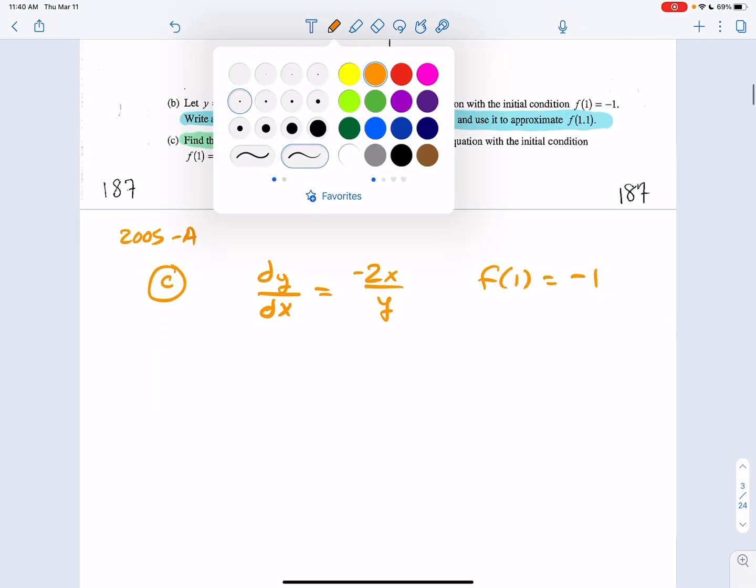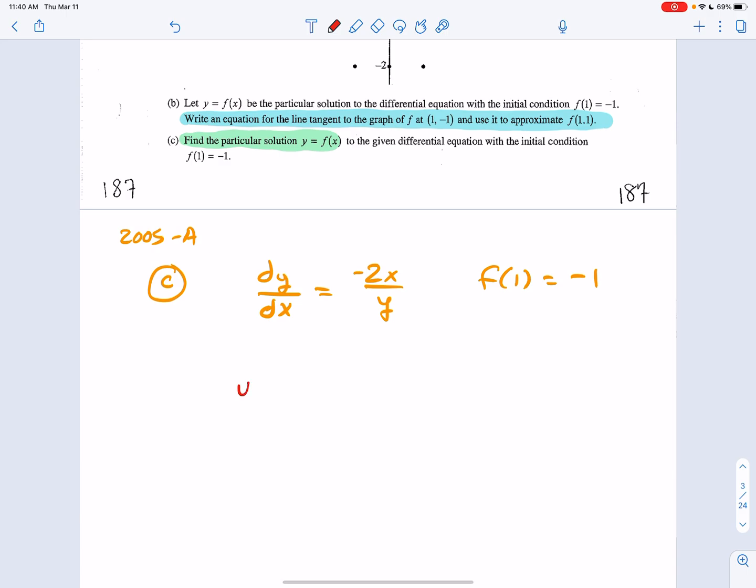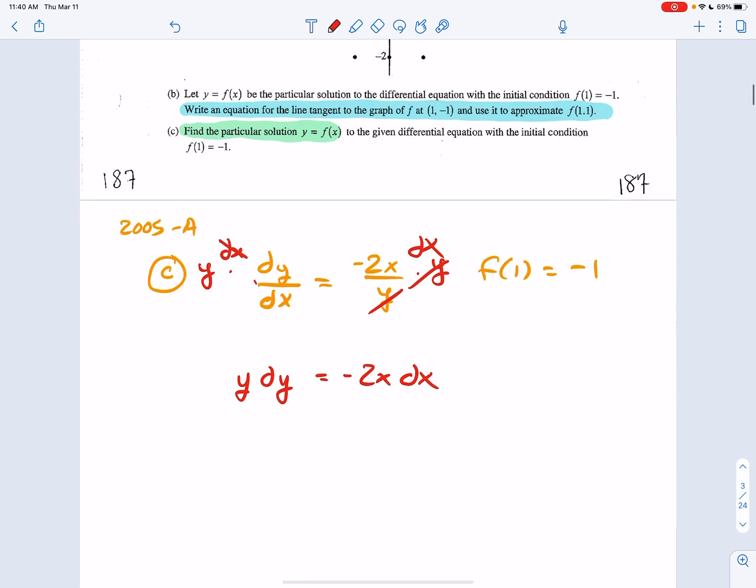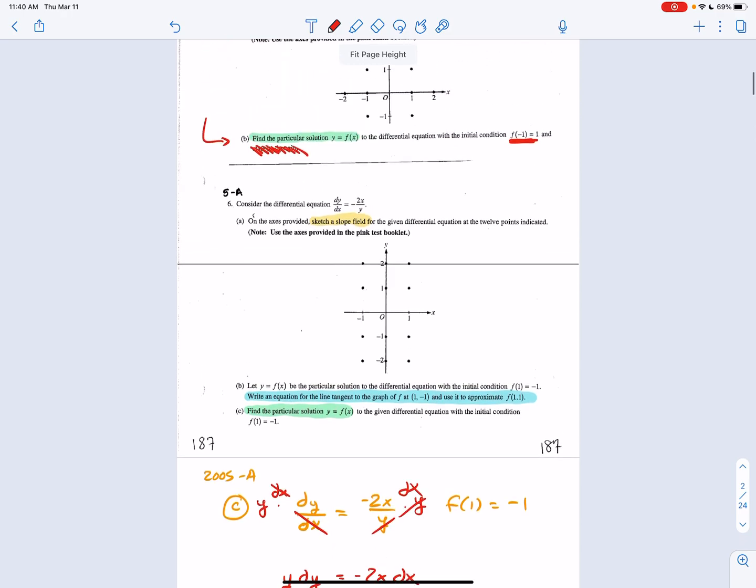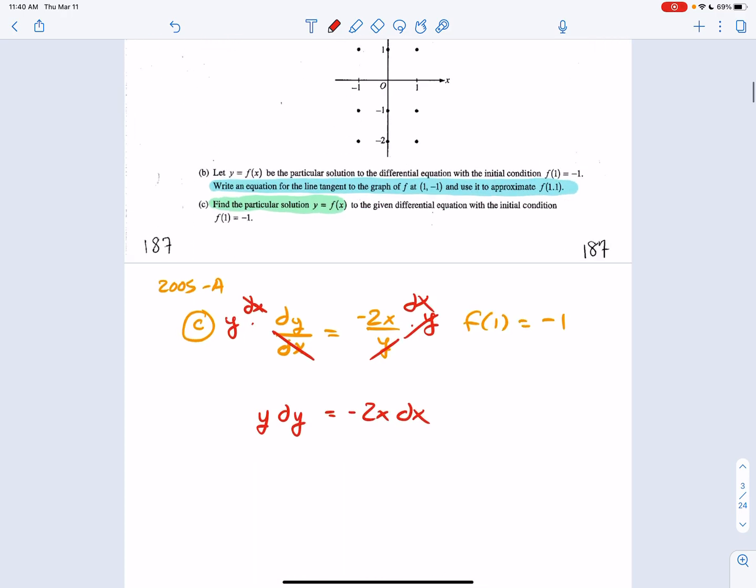All right, if you separate it correctly, you should get y dy is equal to negative 2x dx. You multiply both sides by y, and you also multiply both sides by dx. Every problem is set up differently. Since I'm dividing by y on the right, that is why I multiplied by y. And since I'm dividing by dx, that is why I multiplied by dx. But every problem, just like that last one, was a little bit different.